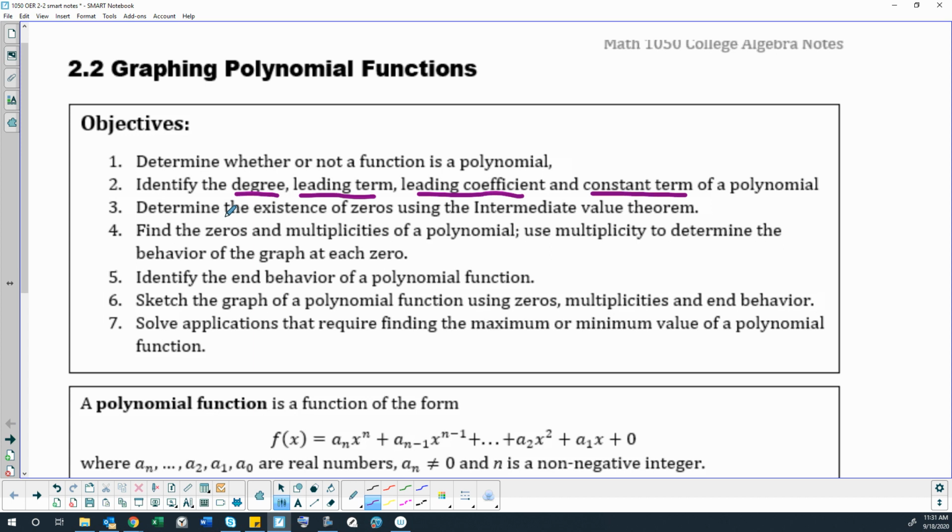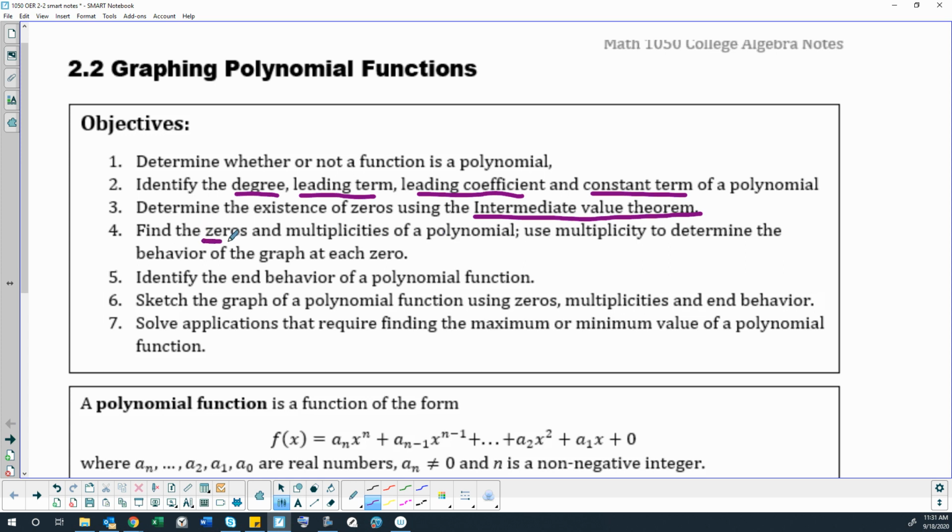We need to determine whether zeros exist based on a theorem known as the intermediate value theorem. It's not as scary as it sounds. In fact, most students make the intermediate value theorem a lot harder than it needs to be. It's just a verification of a zero. It's not actually finding the zero.